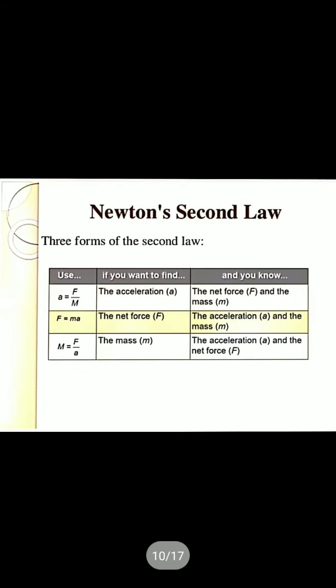So the main equation is F equals ma. From that, we get three forms of the second law. If the force and the mass are given, you find the acceleration by the equation a equals F by m. From the second equation, you find the force if you have the values of mass and acceleration. And if you want to find the mass of an object, you use the acceleration and the net unbalanced force.